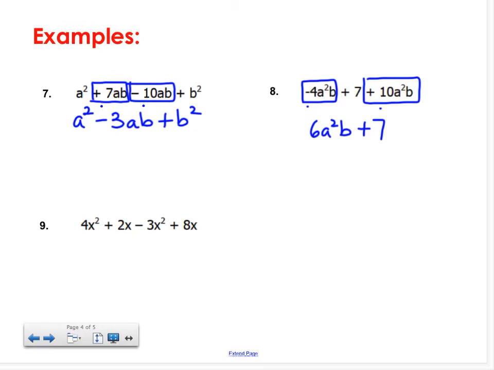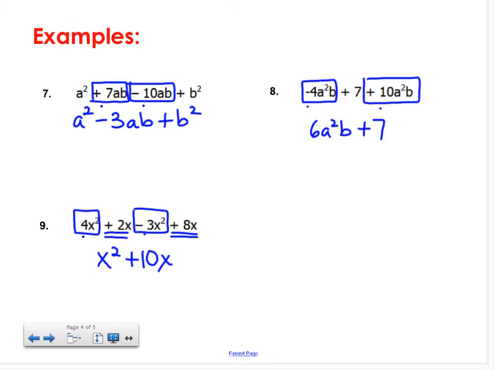Last example on this page. I've got some x squareds. Remember, I'm keeping the negative with the 3. And I've got some plain x terms that can be combined. So let's combine the x squares. 4x squared minus 3x squared, that's just 1. So I've got 1x squared. Plus 2x plus 8x is plus 10x. And that's it.